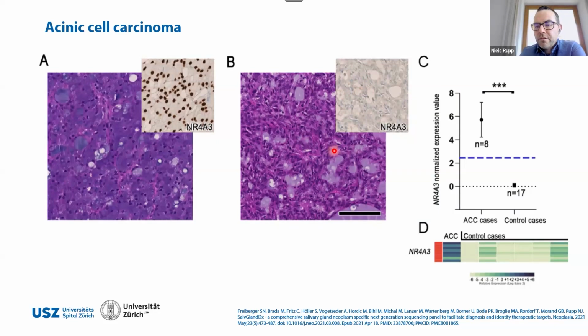This was a secretory carcinoma, which can morphologically mimic acinic cell carcinoma, but is usually pan-TRK nuclear immunohistochemically positive and negative for NR4A3. And also in our panel, as I said, we use mRNA expression levels, and you can see it here. All of our acinic cell carcinomas in the validation study showed high expression values of the NR4A3 mRNA compared to control cases, which showed almost no NR4A3 expression.